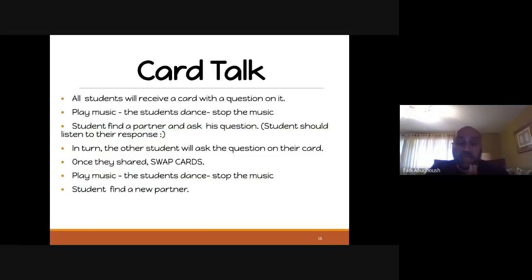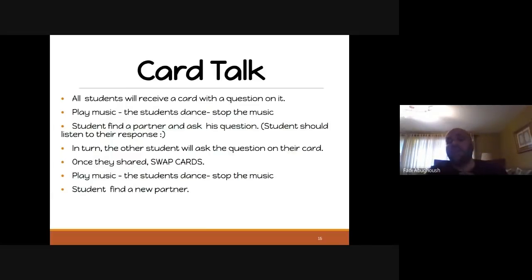When the music stops, each two will talk to each other. They will read their questions to each other, and the other student will answer. Sometimes I'll give you more time to do follow-up questions. Then, once they shared, they swap cards. Then we'll play the music again.